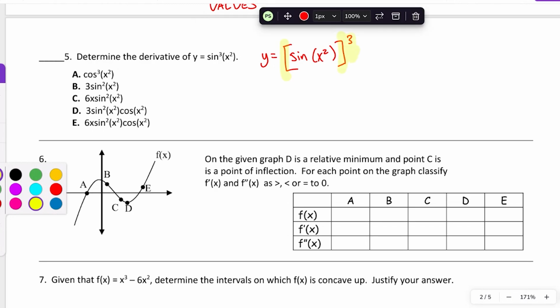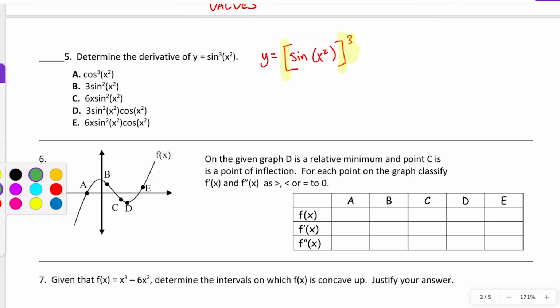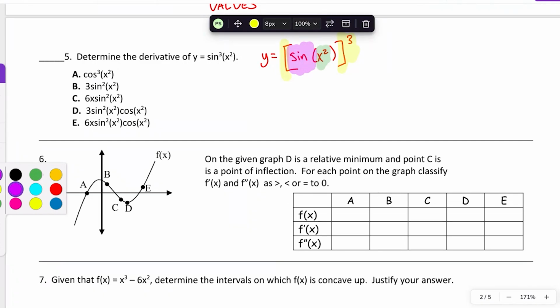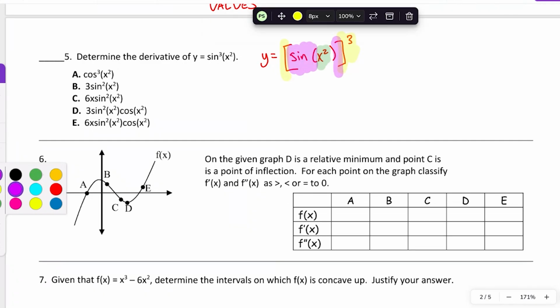Now our inside function is also a composite. So the very inside function is x squared, but we have this middle function of sine. So we'll have to differentiate all three of these.